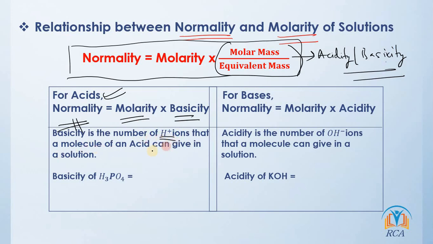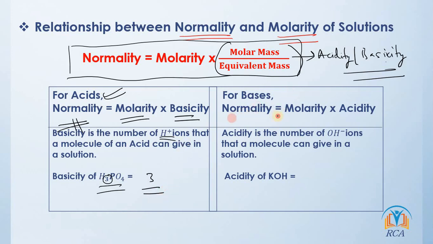It is the number of H plus ions that a molecule of an acid can give in a solution. For example, we have a question here. What is the basicity of H3PO4? How many hydrogen ions can H3PO4 release? How many ions do we see here? There are 3. Then the basicity of H3PO4 will be 3.